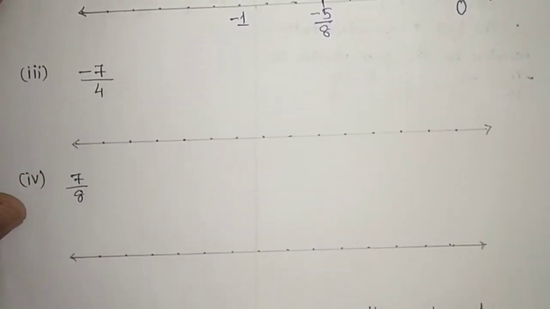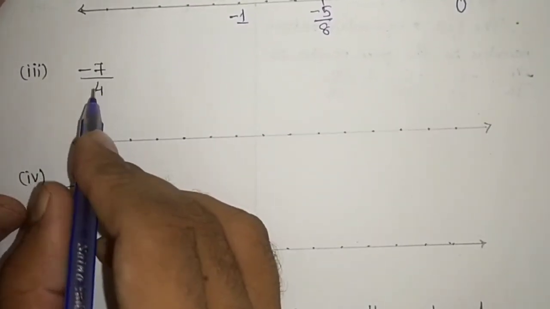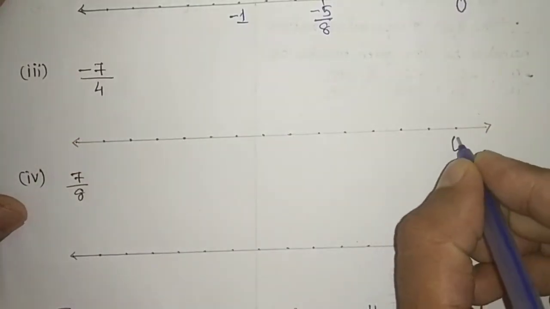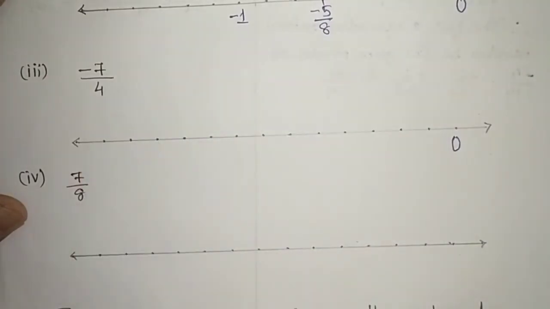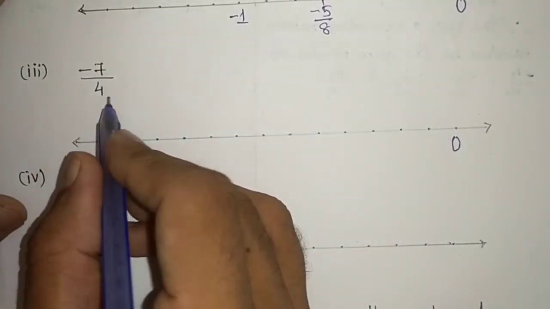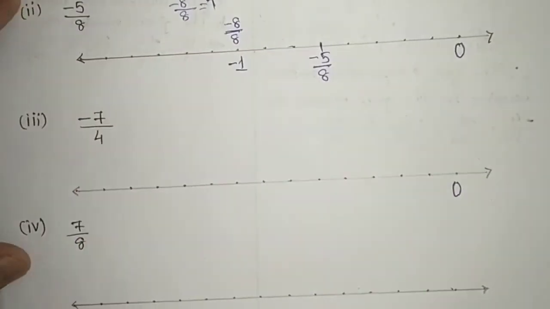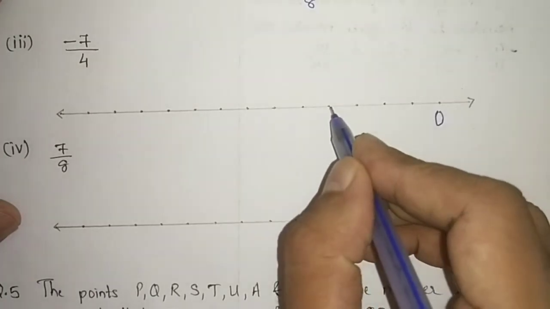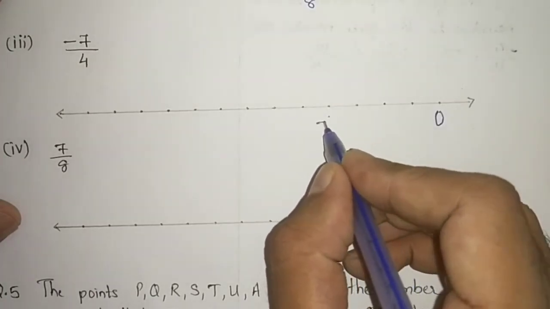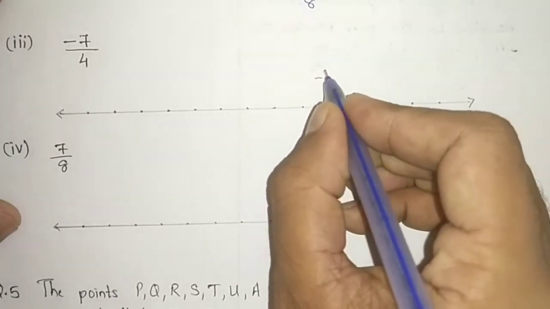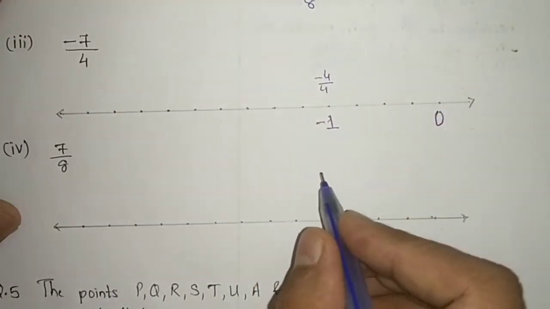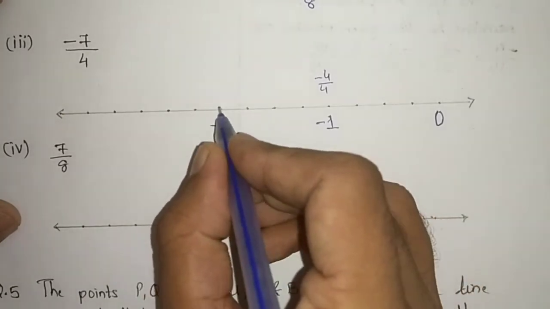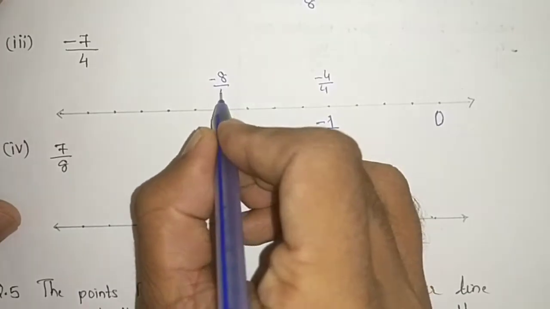Hope you are understanding. Now -7 by 4. This is minus, so definitely 0 will be here and my number will lie on this side. Since the denominator is 4, now I will not write like this. You are supposed to find directly 4 parts, 1, 2, 3, 4. This will be my minus 1. That is minus 4 by 4. Then 1, 2, 3, 4. This will be my minus 2. That is minus 8 by 4.